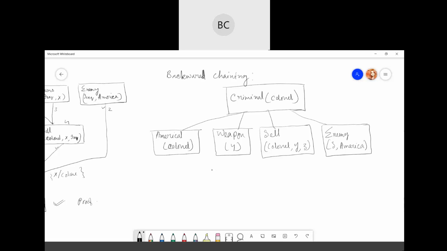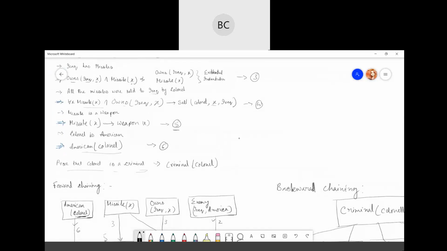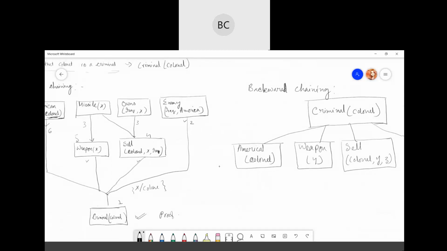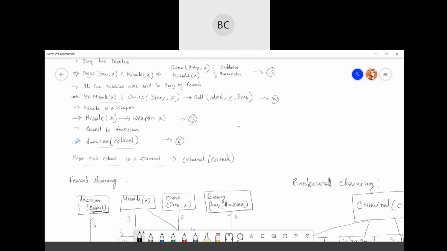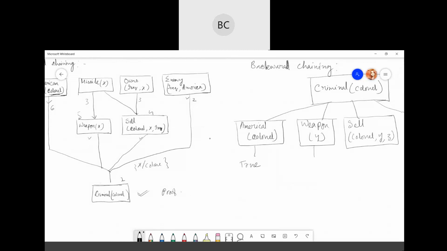Okay. Next you see American colonel. This one is true from fact C. Correct? So this part is directly a true part. Then from weapon, the left part is the missile part. Correct? From 5, from weapon, the left hand side is the missile part, and it's backward chaining. So from the weapon part, I can deduce the missile part.